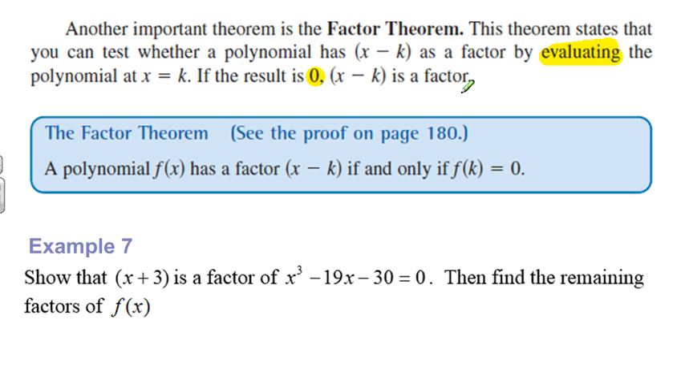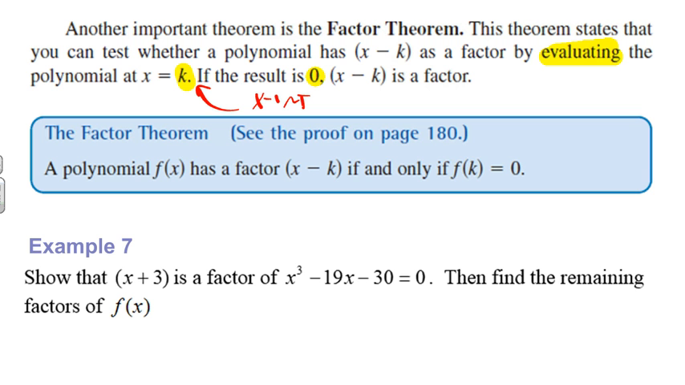In other words, if the result is zero, then x equals k must be a root. So this must be an x-intercept. All right, and that's what the theorem says right here. The factor theorem says that a polynomial f of x has a factor of x minus k if and only if f of k is equal to zero.